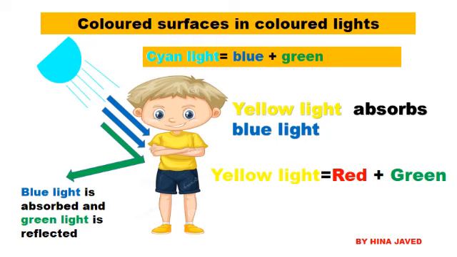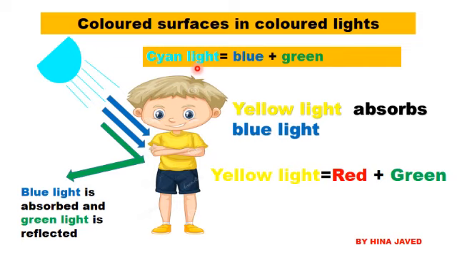Now let's see how colored light works on colored surfaces. It is easy to work out what color an object looks in colored light. It is a simple subtraction. First, decide which of the three primary colors make up the color of the light. Here is cyan light, and blue and green, these two primary colors mixed together will make cyan light. Cyan is a secondary color, and blue and green are called primary colors.